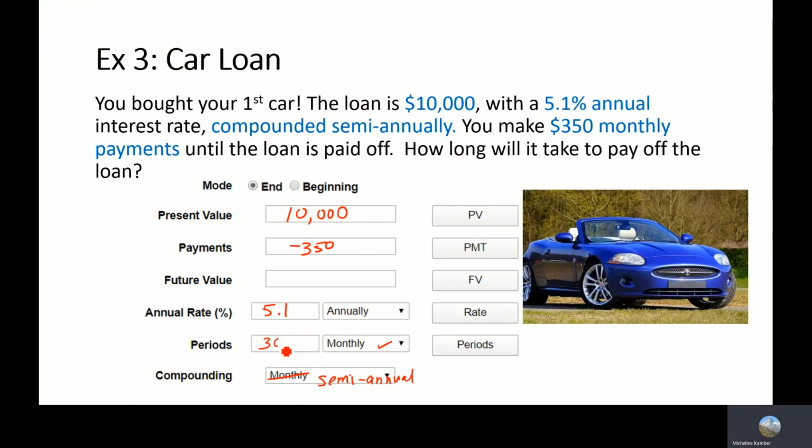So we got 30.05 periods. So let's just say that's 30 periods divided by, well, you're making 12 payments a year, so divided by 12, this would end up being about 2.5 years. It would take you about 2.5 years to pay back this loan.